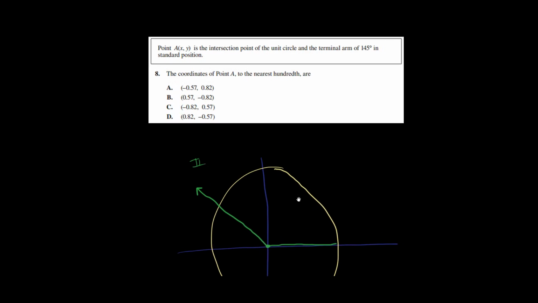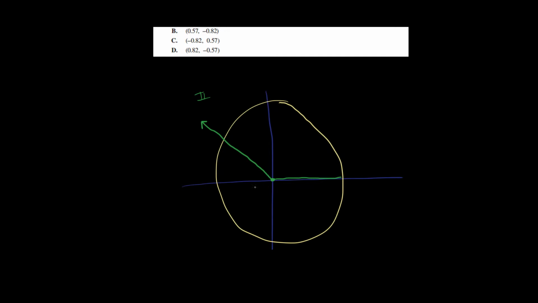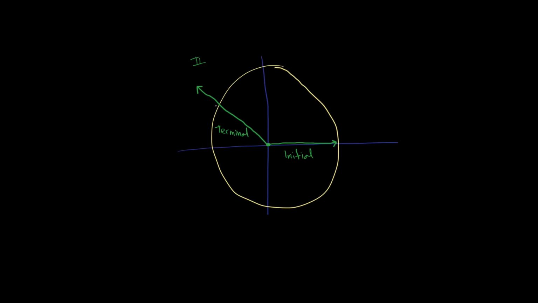Now, what do they mean by terminal side or terminal arm here? Well, angles have two arms. This is called the initial arm or initial side, and this right here is called the terminal arm or side. So what we need to find out is what this intersection point is.